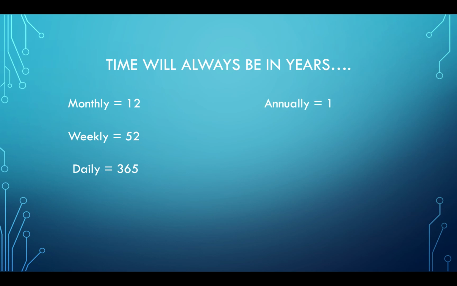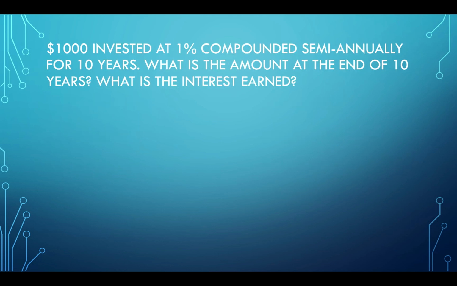Annually is equal to 1. Semi or biannually is equal to 2. Quarterly is equal to 4. And not so commonly, you might see it every once in a while, triannually, and that means 3. So let's dive right into the first problem.